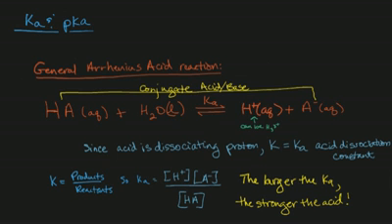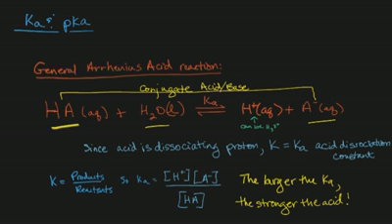Today we're going to be discussing the concept of Ka and pKa and Kb and pKb. So if we were to look at the general Arrhenius acid reaction, we have the acid plus water gives us H plus proton, or the hydronium ion H3O plus, it's interchangeable, plus the conjugate base of this acid.